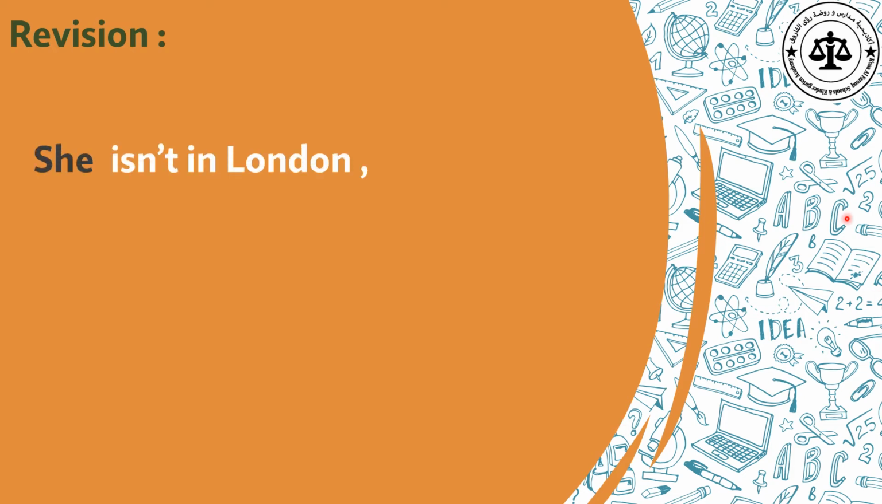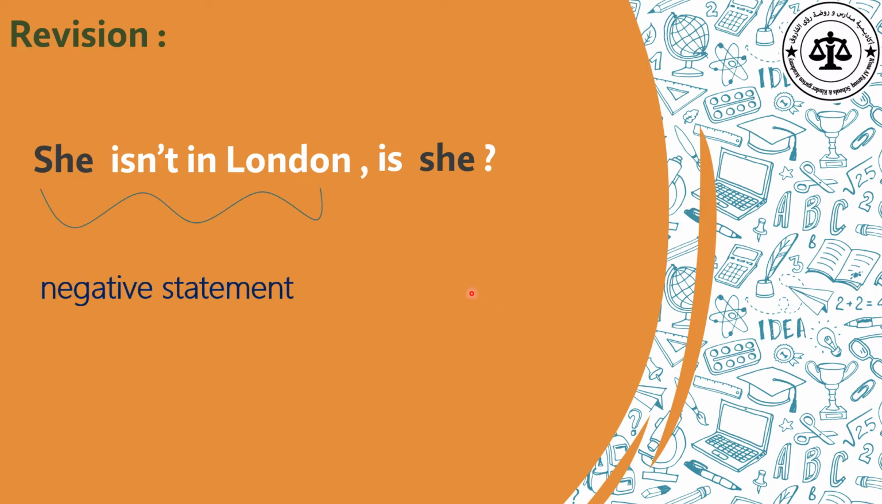Okay, look at this sentence. She isn't in London. And we want to form a question tag. What should we do? Excellent. Is she? هون عكس الجمل اللي أخذناهم. So, she isn't in London. It's a negative statement، جملة منفية.